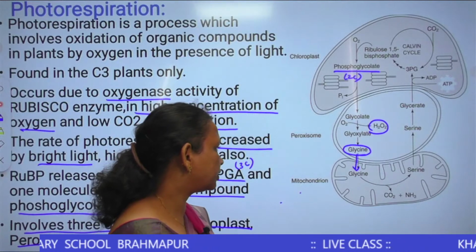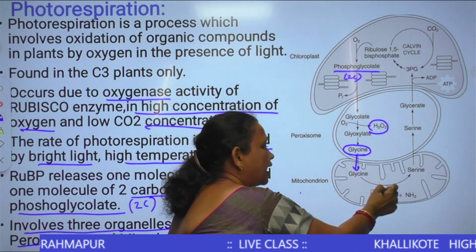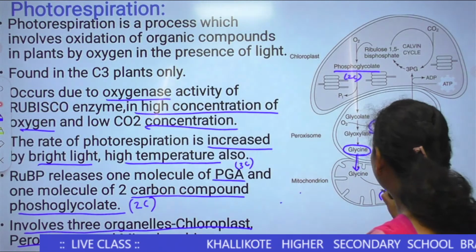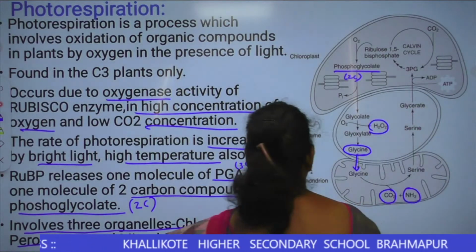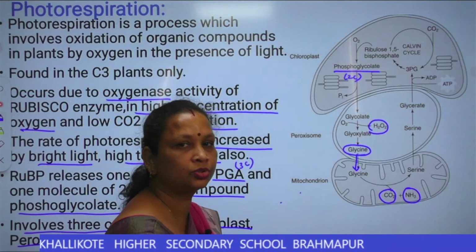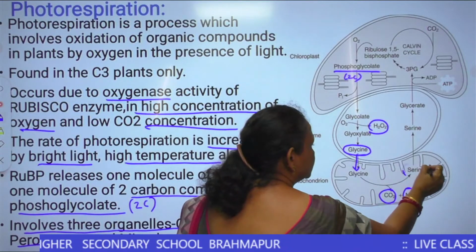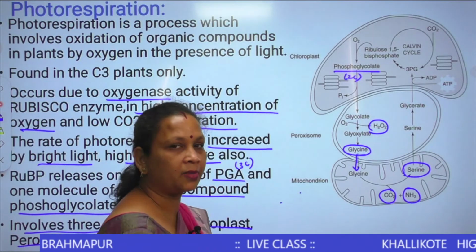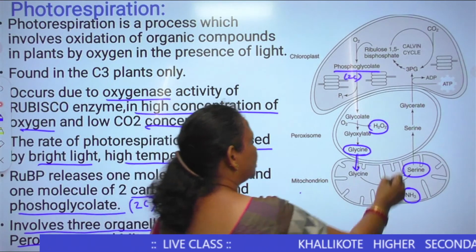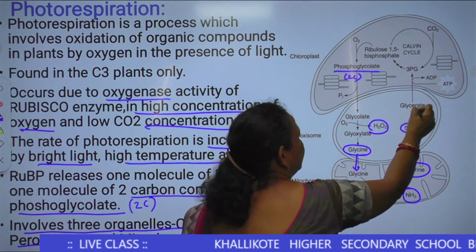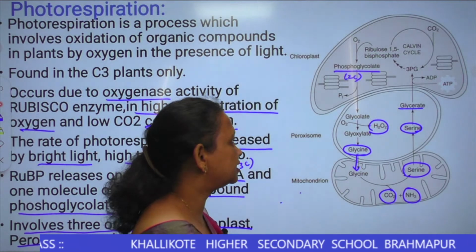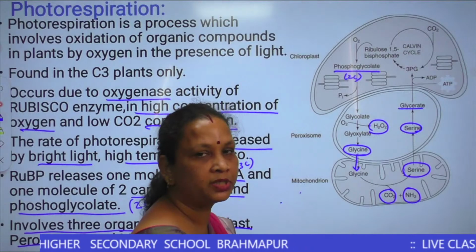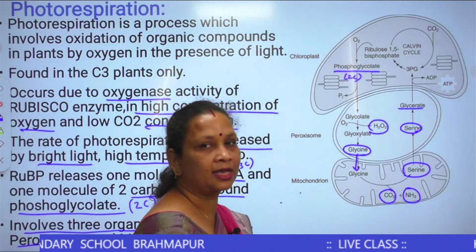In the mitochondria, glycine is decarboxylated and deaminated to release carbon dioxide as well as ammonia. Here it gets converted into another amino acid, which is serine. Serine then moves out of the mitochondria, moves back into the peroxisome, and gets converted into glycerate. This glycerate then moves into the chloroplast, gets converted into PGA and may enter the Calvin cycle.